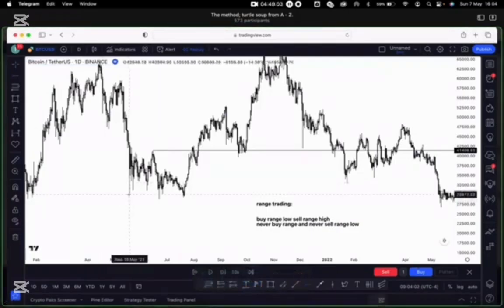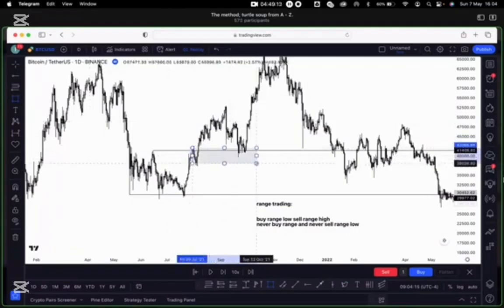What happened over here? Accumulation, manipulation, distribution. They gave you a PD array at the high of the range. That's a real breakout. You don't buy the range high. You wait for the retest.